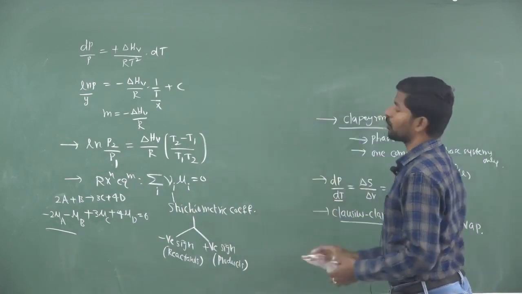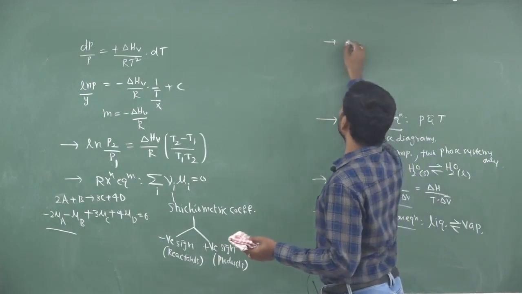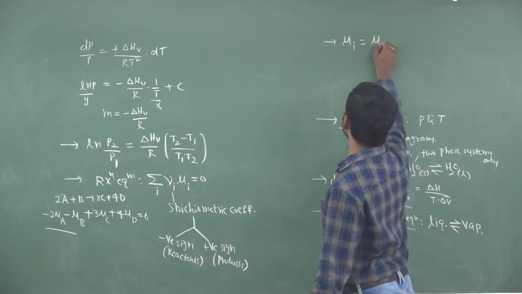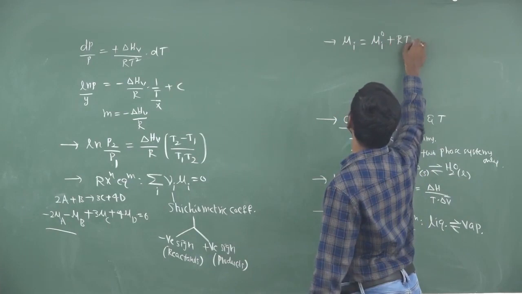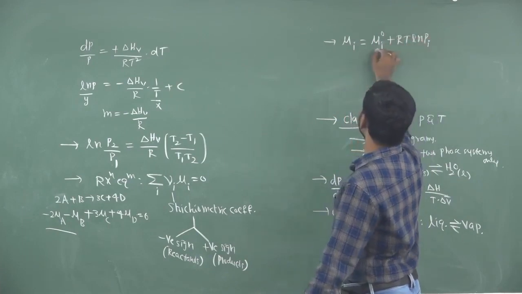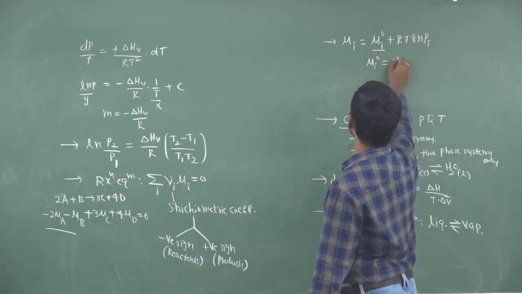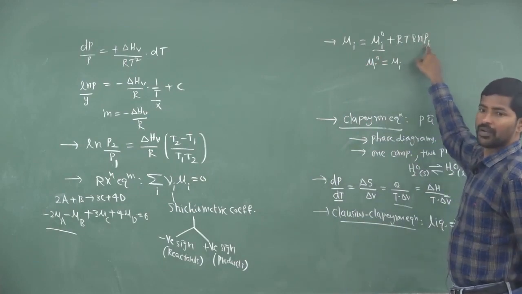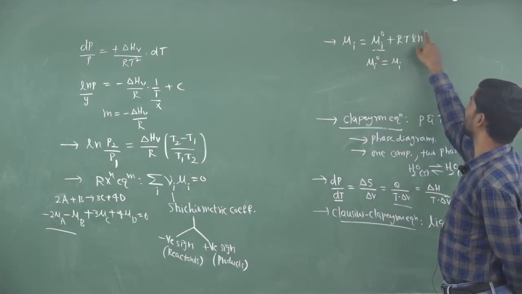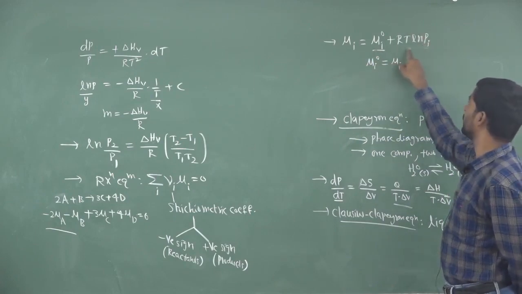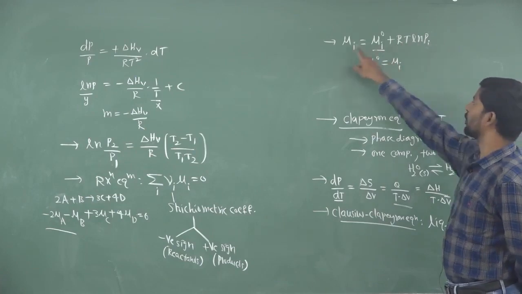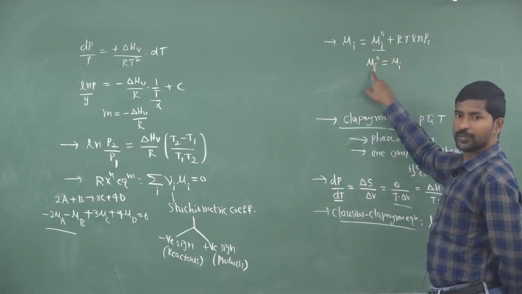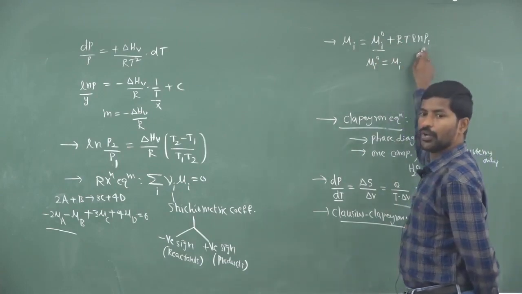Okay. Next, what is the expression for the chemical potential of component I in an ideal gas mixture? The expression is mu I is equal to mu I naught plus RT ln Pi, where mu I naught is the standard state chemical potential. It is the chemical potential measured at a pressure of 1 bar or 1 atmosphere. If the pressure is 1 unit, this term becomes 0. The chemical potential measured then is called the standard state chemical potential, which is nothing but the chemical potential measured at a pressure of 1 unit, unity.